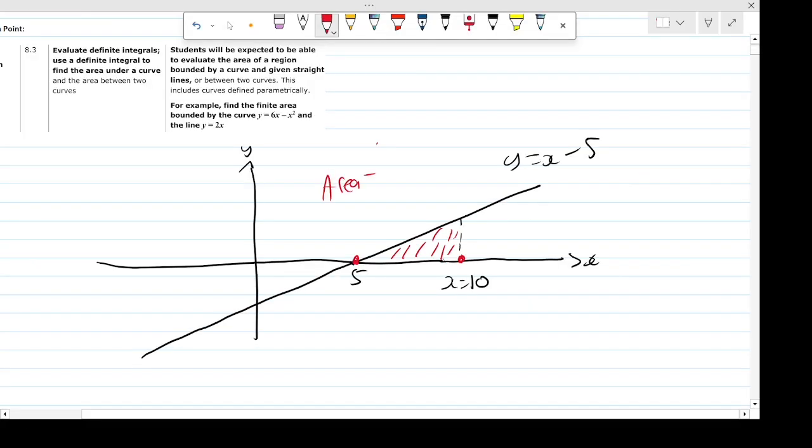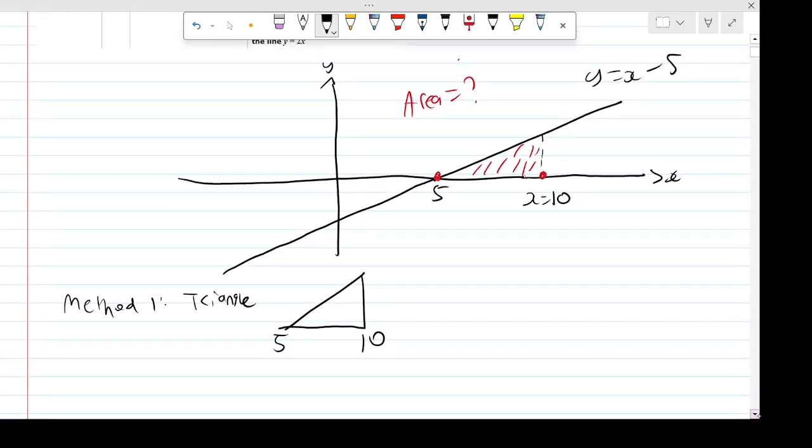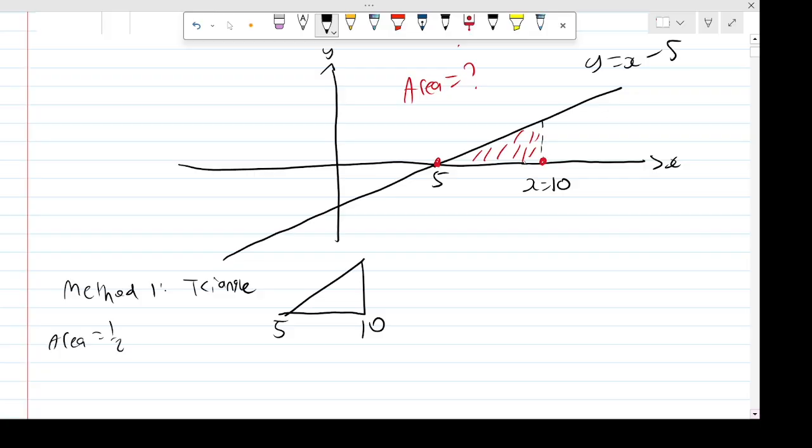So what is the area? Hopefully you can visualize that we've got a triangle. So one approach to find the area, method 1, is a triangle. In particular we've got this triangle here, where obviously we've got 5 here, then 10. We know the area of a triangle is a half base times height. We know the base here, that's 5 across. The base from 5 to 10, the difference is 5.